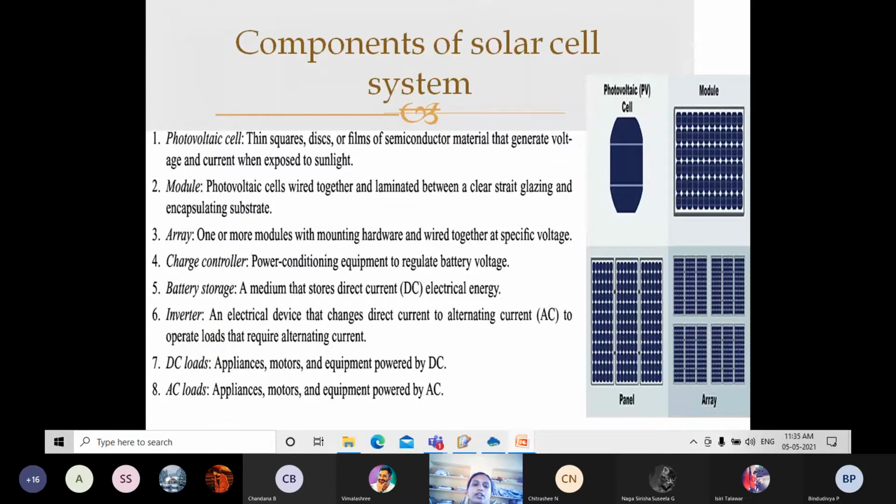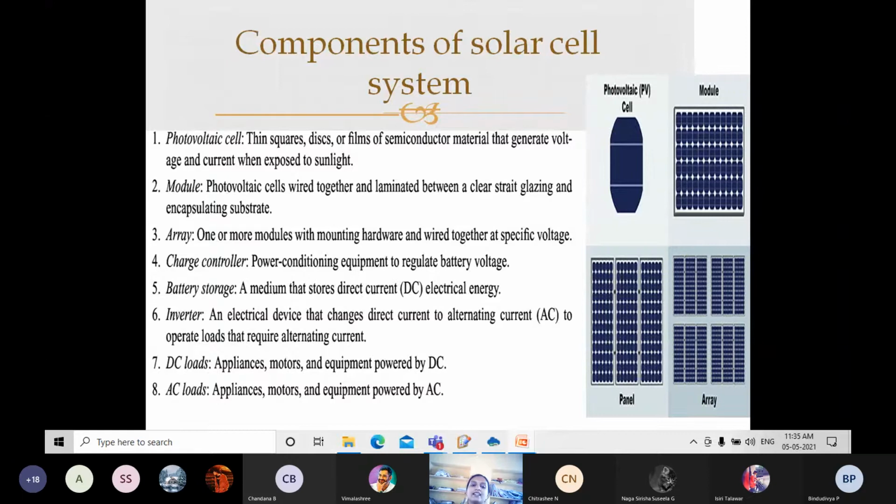Next, array. An array is one or more modules with mounting hardware, wired together at a specific voltage. Okay, an array is made of one or more modules. Here a module is made of photovoltaic cells and an array is made of modules, that is, one or more modules with mounting hardware wired together at a specific voltage.